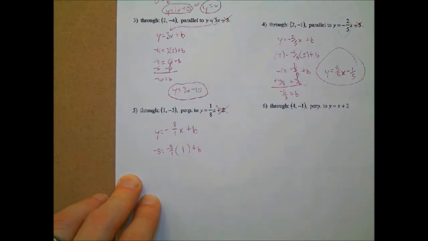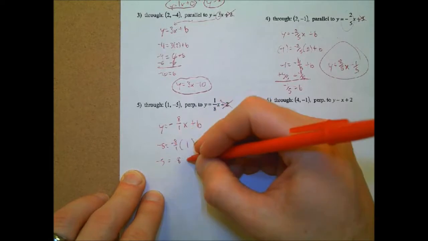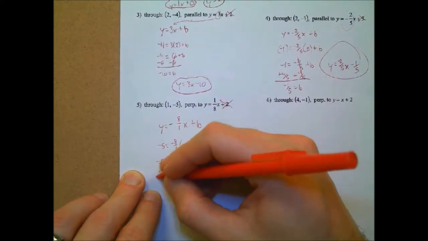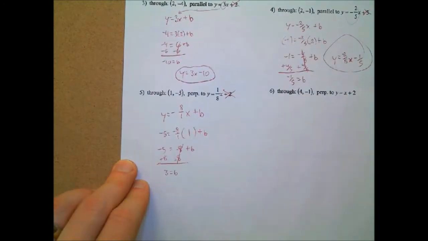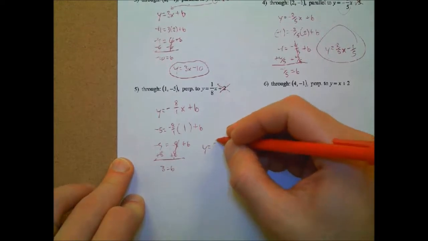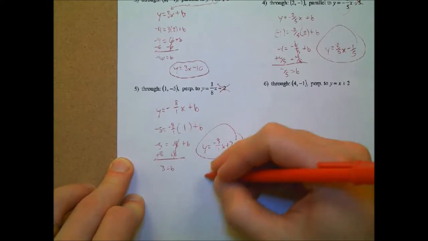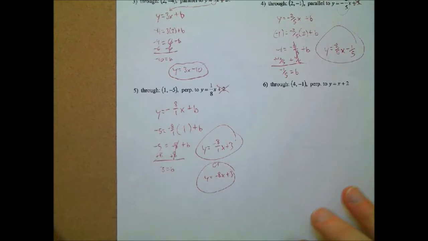Okay? So let's just simplify here. Negative 8 times 1 is negative 8 equals negative 5 there plus b. Okay, so we'll add 8 to both sides. Okay, and we get 3 equals b. Whoops, I'm off the screen. There we go. So the final answer is y equals negative 8 over 1x plus 3. Or if you like, you can just make it y equals negative 8x plus 3. That's also fine there.